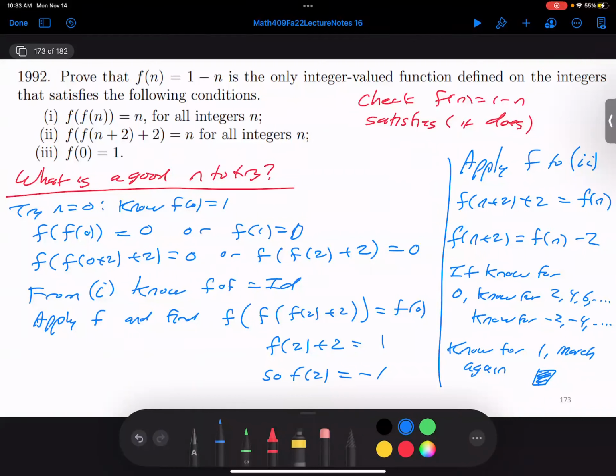But it's extremely important that we figure out both f of 0 and f of 1. So we have the even and the odd chain. Okay, any questions on this? All right.